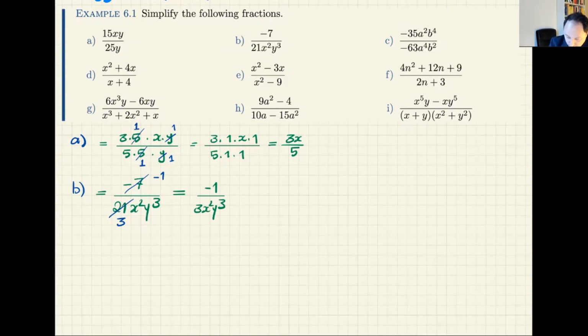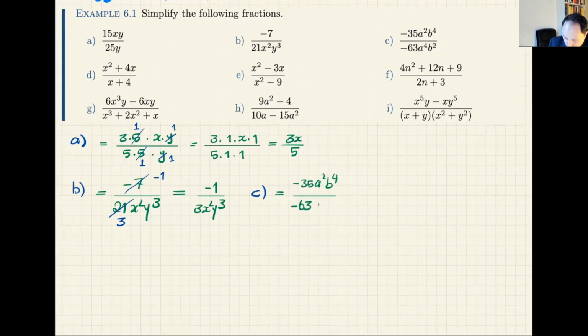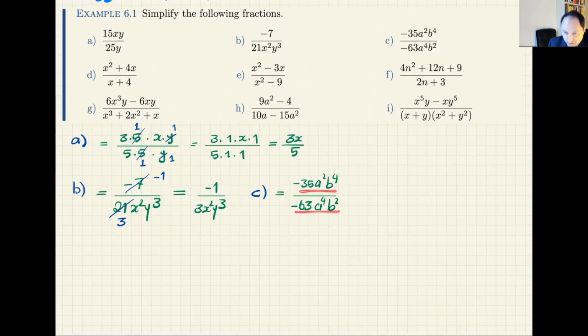Okay, I can also solve C here. Yes, questions? No, I just said yes. Okay, C here, what should I do? Let me just write it again. So this is equal to minus 35 a squared b to the 4, and then I have minus 63 a to the 4 b to the 2. So first of all, can I simplify? By the way, I remember I forgot to say here, everything should be in factorized form. So yes, it is in factorized form, so I can start immediately canceling things out.